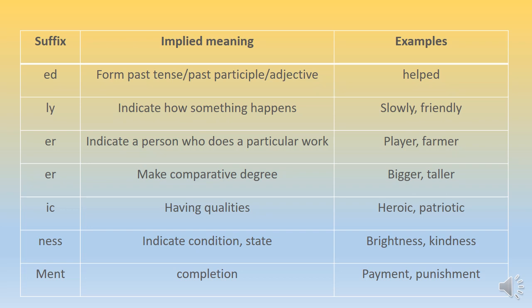We have another suffix er. Er sometimes indicates a person who does a particular work, that is player, farmer, etc. Again, we can use er to make comparative degree, such as bigger, taller, etc. We have another suffix ic, which implies the meaning of having qualities, that is heroic, patriotic, etc. Again, we have another suffix ness, which indicates condition or state, such as brightness, kindness, etc. Ment is another suffix that implies the meaning of completion, such as payment, punishment, etc.